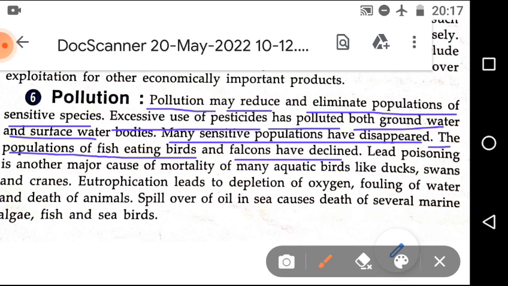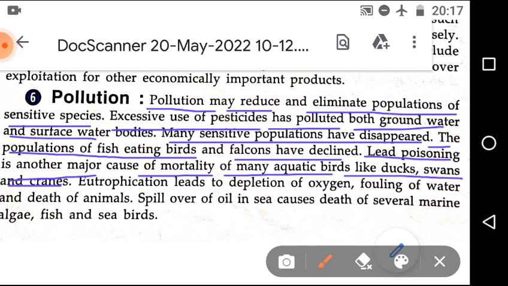Lead poisoning is another cause of mortality of many aquatic birds like ducks, swans and cranes. Lead is a type of pollutant, and it normally is emitted from the smoke of cars, buses, motorcycles, scooters. Nowadays it is scooties. Now it also affects the environment. Lead poisoning causes a decline in the population of aquatic birds like ducks, swans and cranes.